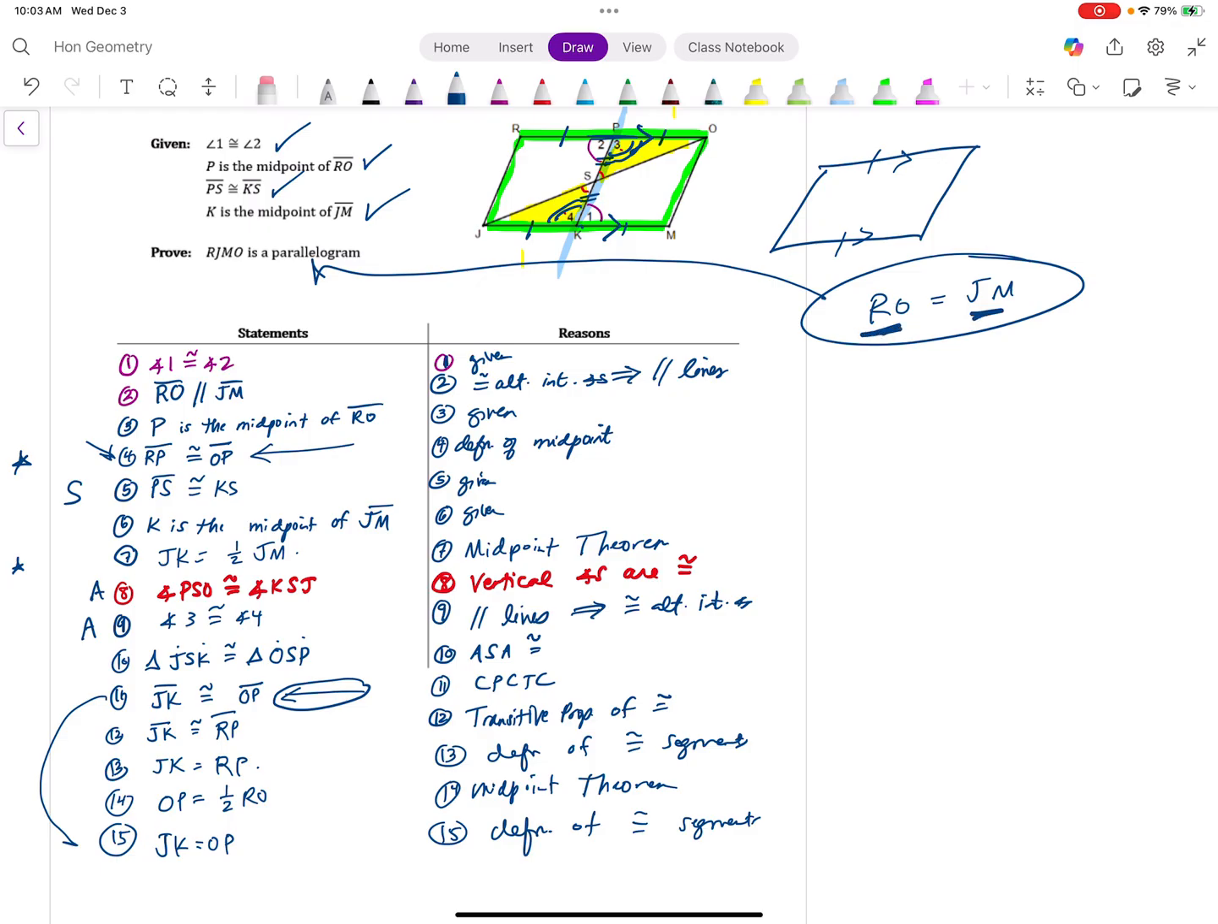So I need stuff with ROs and JMs. Let me highlight that. Let's see if I can find them all. ROs. Okay, here's something with an RO in it. I don't have anything with a JM in it. Oh, I do right there. Okay, so there's JM. Do I have anything with an RO and a JM? I don't. Oh, wait. Okay, I think I got some. So what if we take the two I just highlighted and I multiply both sides by 2?